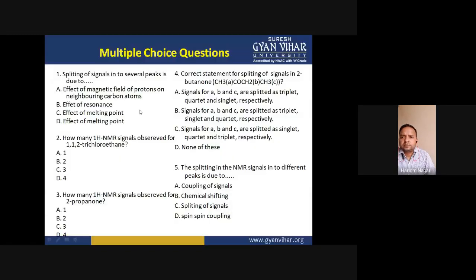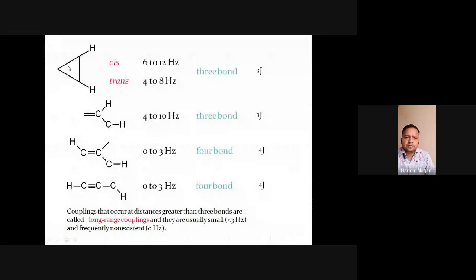Now the next is the cyclic system. In general, if protons are present in this cycle at the 1,2 position, in adjacent positions, and these protons are on the same side, then the value is 6 to 12. But if these are in the trans position, then its value is 4 to 8 hertz.